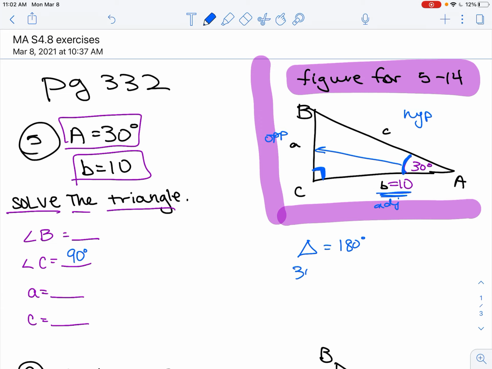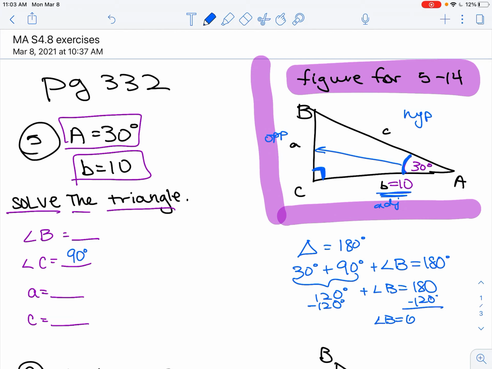So that means I know 30 degrees, which is angle A, plus 90 degrees, which is angle C, plus angle B is going to give me 180 degrees. So just like in geometry, I'm going to solve for angle B. If I subtract 120 degrees from all of this, we get angle B equals 60 degrees. Okay, so the easy stuff is out of the way.